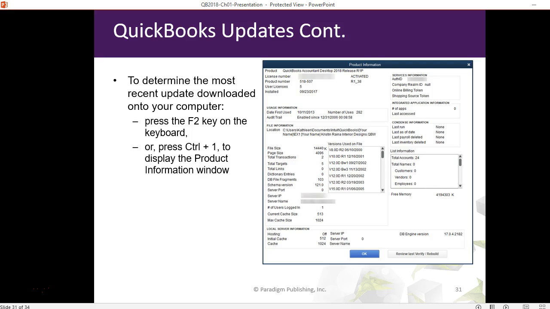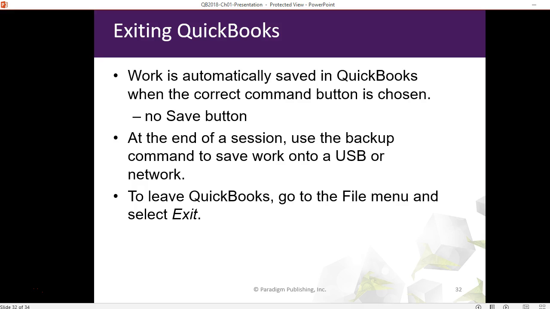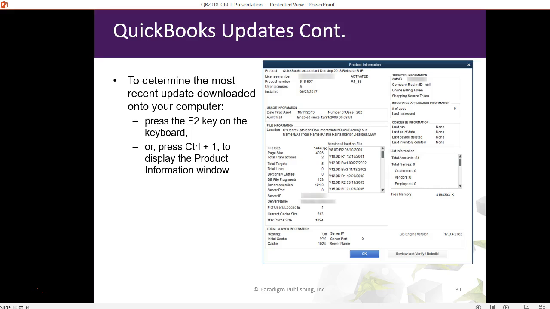And so to make sure that you've got all your updates downloaded, you're going to press F2 or Control and the number 1, and that will get you to the product information window. And then you can review and see where you're at in terms of what version you're operating on.